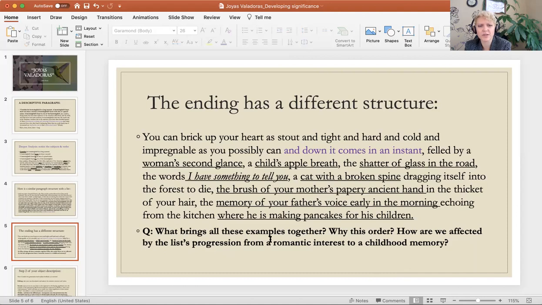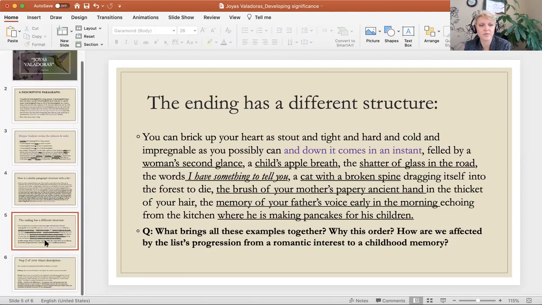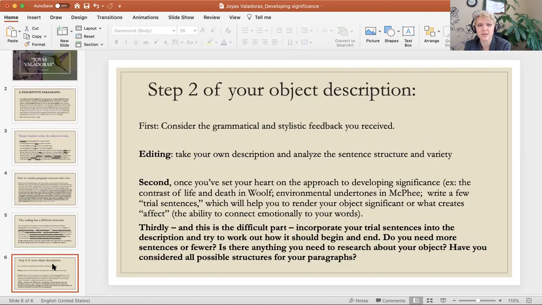So I want you to think about what brings all these examples together, why in this order, once again, and how we are affected by the list's progression from some romantic interest to a childhood memory and pancakes and so on. So you too are welcome to learn from these tricks of the trade, I guess you can call them, of using lists of comparing ways, you know, the constructions of analogies that help you to bring out a particular feature of whatever it is that you're describing, right? So we're trying to actively learn, as I said, from these very talented writers, well-established writers who are consciously crafting their text.